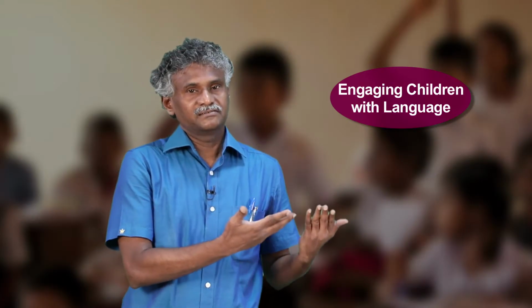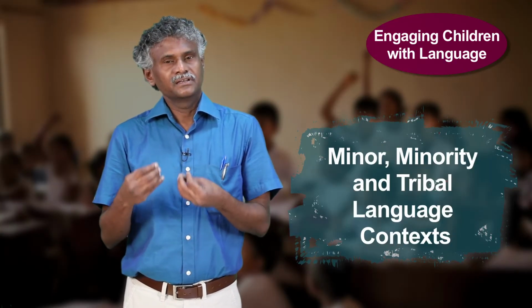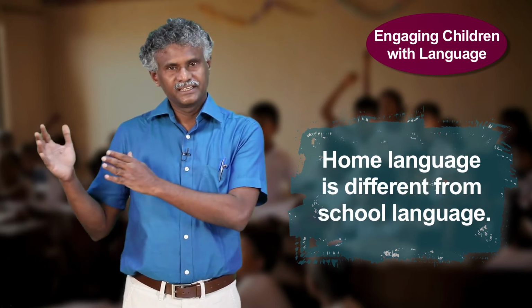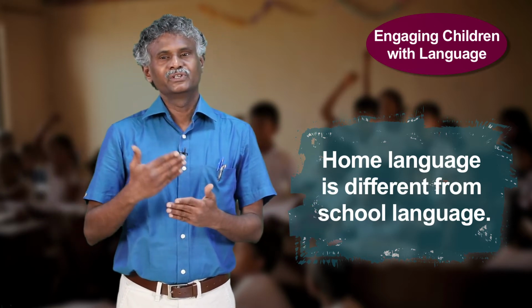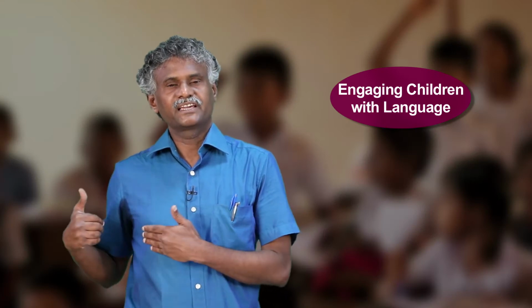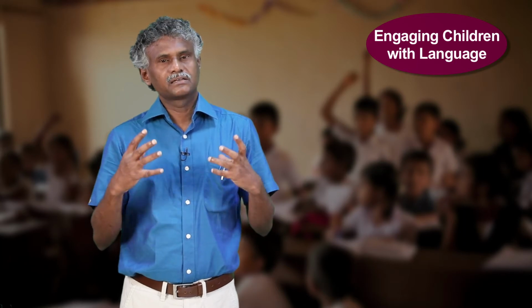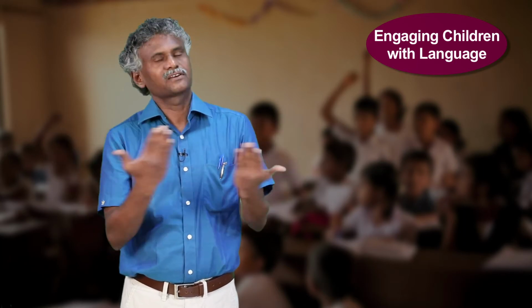So, it means that the child knows grammar implicitly, not explicitly. This is one, and the second language is introduced in the Indian context. Mostly it is English language, and there are problems of children in minority tribal language context. The home language and the language of the neighborhood is different from the language of the school. So, let us see some activities through which we can build familiarity with the language and engage children with language. The first and foremost is creating a language rich environment in the classroom.